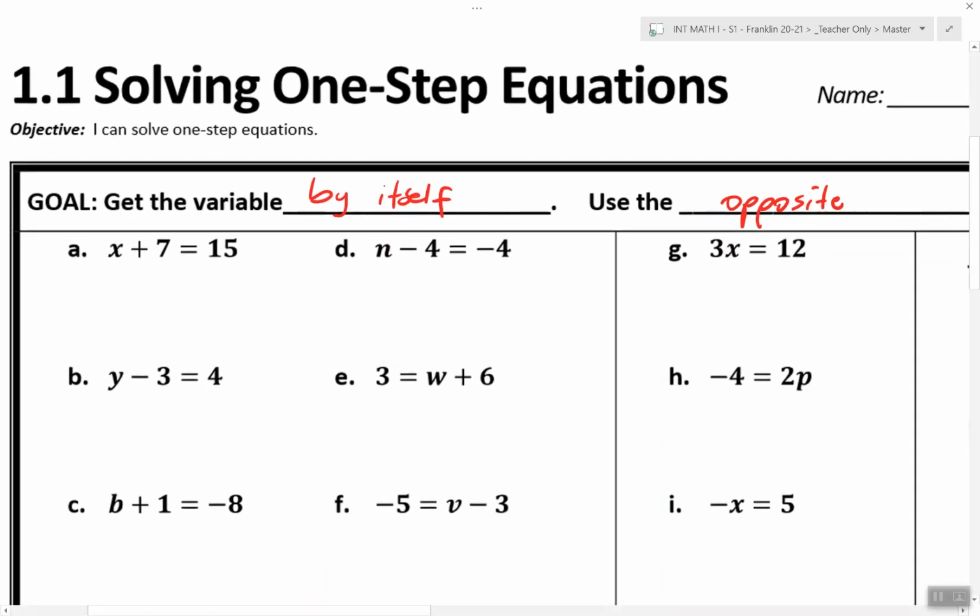Let's try it out. So example A here says x plus 7 equals 15. So the variable x is being added by 7, so we're going to subtract 7 because that's the opposite. These 7's will cancel out. 7 minus 7 is 0, so we just have x equals 15 minus 7 is 8.